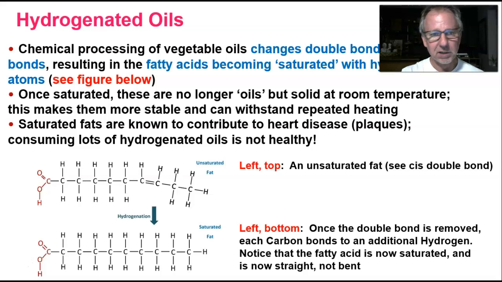So take a look at the figure I've got here on the page. The top part is showing you an unsaturated fatty acid. It says unsaturated fat, but it's just showing you a fatty acid, and it's got that double bond in there. So if that double bond is taken out, and now there's just a single bond between the carbons, they can now get two more hydrogens on them, and the molecule straightens out, and okay, we like that in our foods a little better, a little cleaner and a little more stable. So that's hydrogenation of oils.